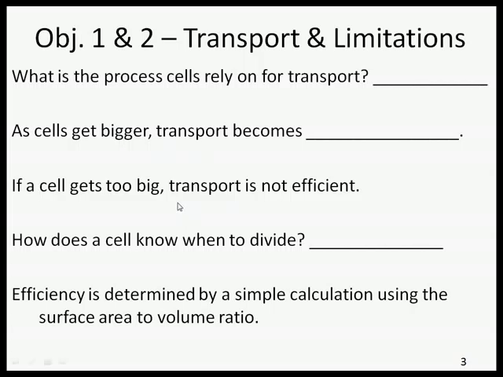So when the cell gets too big, what happens? Well, it divides. So how does the cell know when to divide? It's because of its size. As it gets too big, there are mechanisms along the way that tell the cell it's time to divide. So when we get to talking about efficiency, again, diffusion is only efficient at a very small size. Why can cells not get very big? Because they rely on diffusion so much. That's one reason. And that's going to be done using a simple calculation called the surface area to volume ratio.